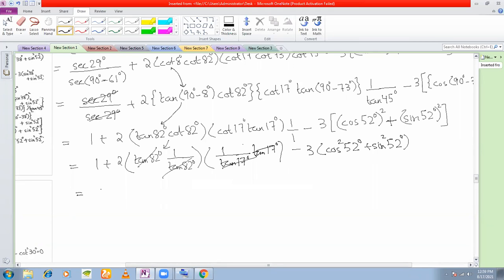So what you get ultimately? 1 plus 2. This cancels, you get 1. Again, the other one cancelled, you got 1. Minus 3. And cos square theta plus sine square theta is also 1. So cos square 52 plus sine square 52 is 1. So you get 1 plus 2 minus 3, which is equal to 3 minus 3, which is equal to 0. And that's your answer. Okay.